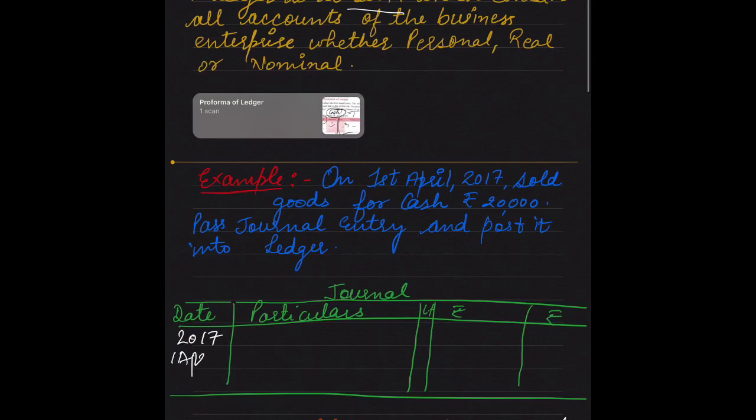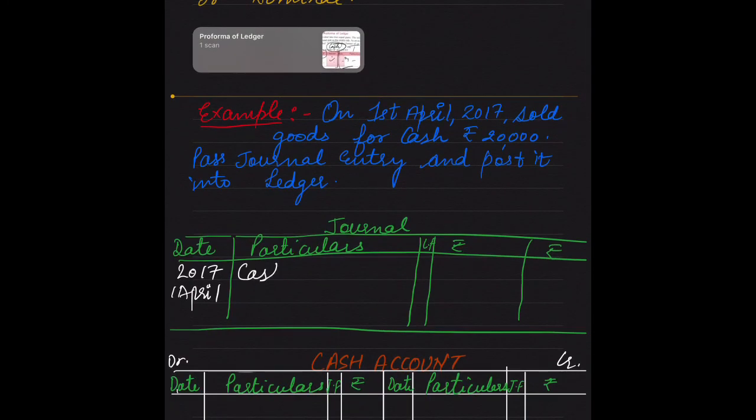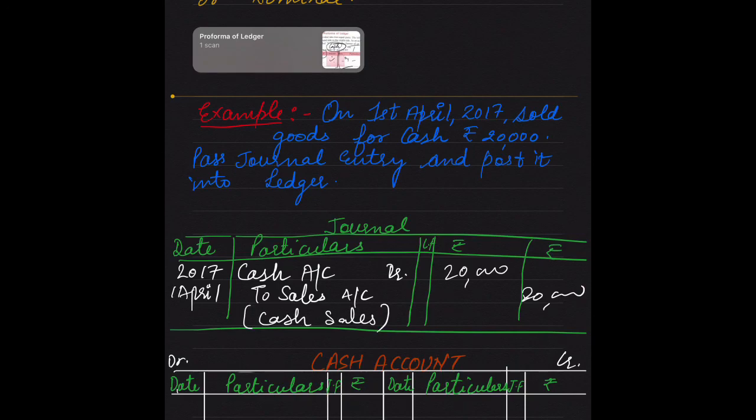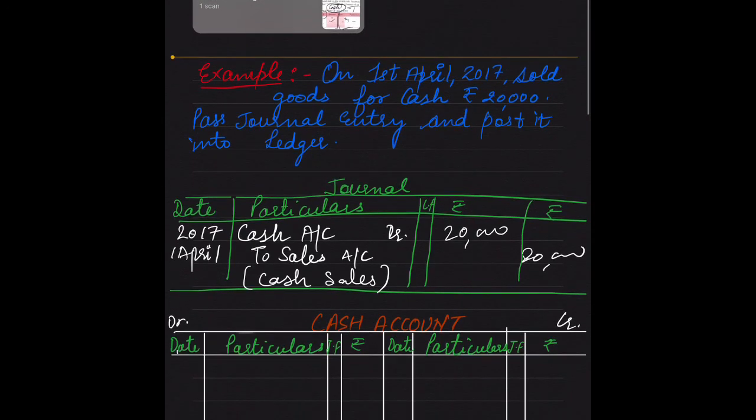So the year is 2017, the date is 1st April, this is the journal. Date, particular, ledger folio, debit amount, credit amount is the format of the journal. The entry is sold goods for cash 20,000. What will the journal entry be? Cash is coming into the business, so cash account debit to sales account. Amount is 20,000. After that the narration is cash sales. This is the journal entry.